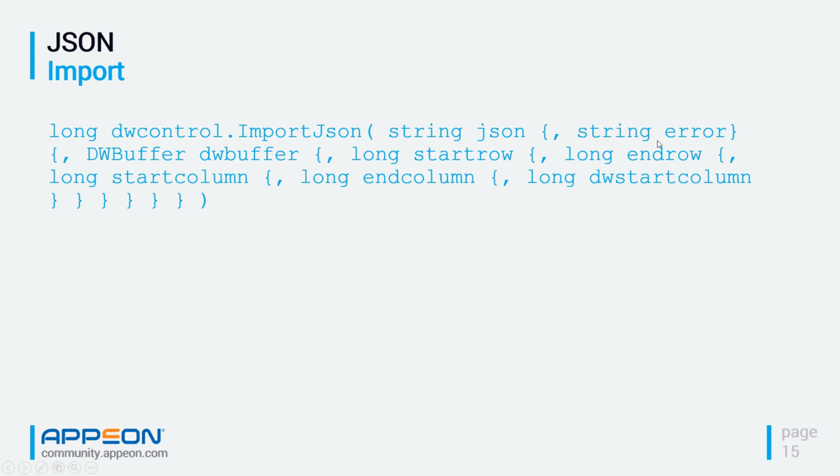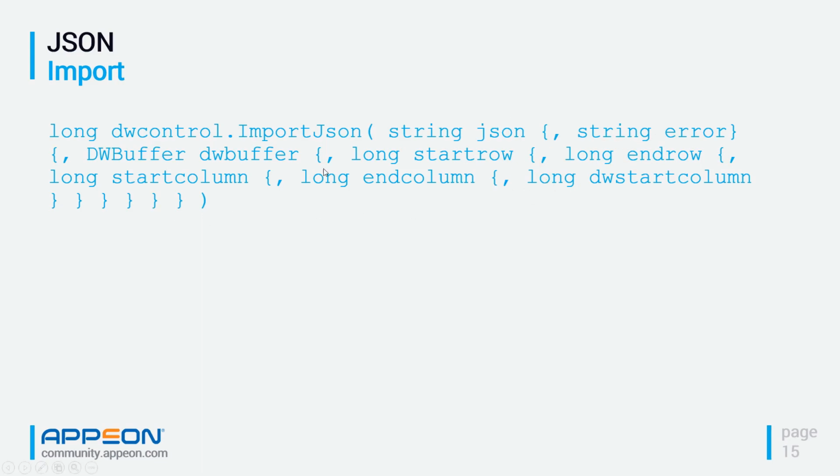Now the string error, that's an argument that we're going to pass by reference. It's like the data pipeline. In the data pipeline, if you pass a string by reference to the pipeline, it will return any error information that occurred during the data pipeline transfer. And so the same thing with this ImportJSON. If you pass a string by reference here, it's going to return back to you in that string the error information about what might have gone wrong in the import if something went wrong.